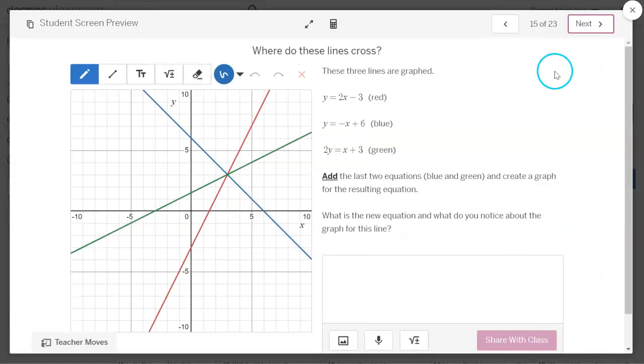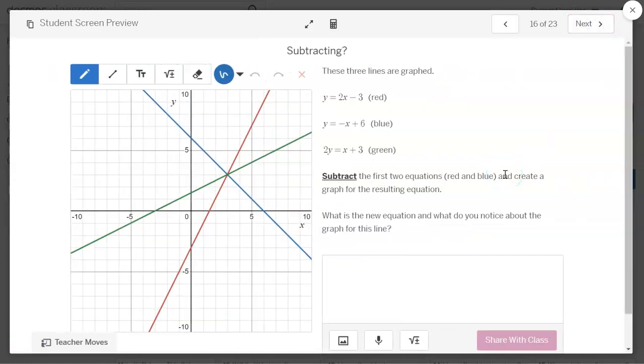So this one, they're going to add the last two equations, the blue and the green. So that would be this line and this line. Once they do that, they get an equation, and then they will graph it. Now, I did include the graphing calculator, so if they don't remember how to graph that equation, or they're not even sure what it's asking to graph, then let them look at that, and that's fine. But the goal is to get an equation added to the bunch here, and it will intersect the same point.